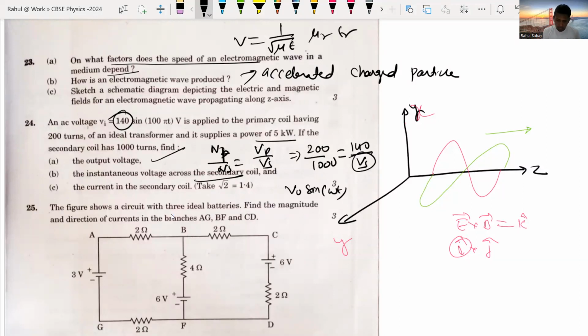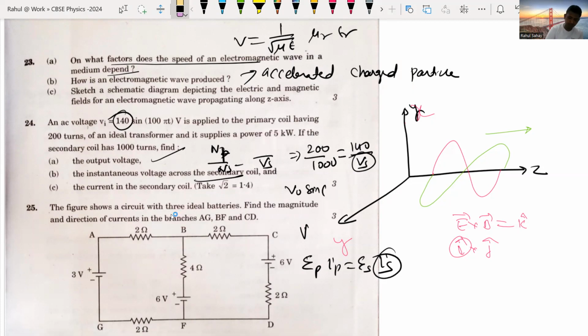So then use the current. This is an ideal transformer, right? E primary into I primary is equal to E secondary into I secondary, and from that we find Is. So first we find IP, then we can do it. Or you can just use the input they have given, find out IP, and then from IP find out Is. So these are all direct formula-based questions. You have to just recall all the formulas and solve.